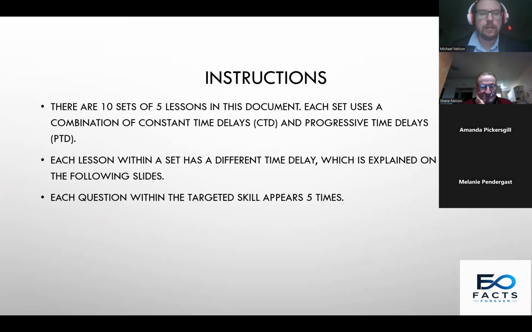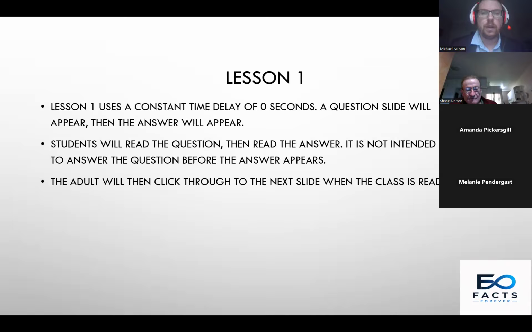There's plenty of sets, and they use the evidence-based process of constant time delays and progressive time delays. So within each set, there's a set difference between the time. Between the sets, that progressively gets harder or easier as we go along. And each skill appears 5 times. Now you could repeat this. So if you needed 10 times, 15 times, if you needed tier 2 practice, you could repeat this, no problems whatsoever. So lesson 1 uses a constant time delay of 0 seconds, which sounds a bit weird, but I'll explain as we go along.